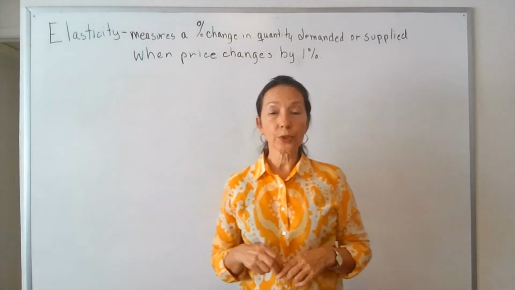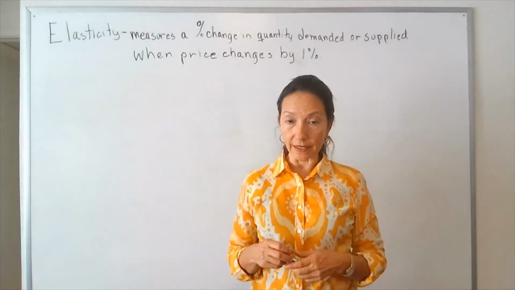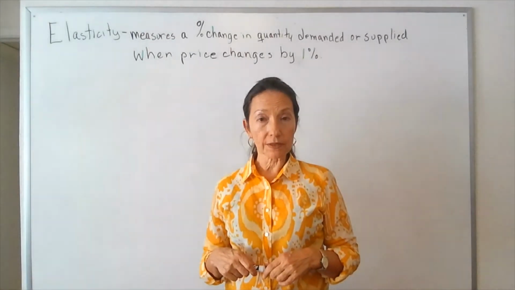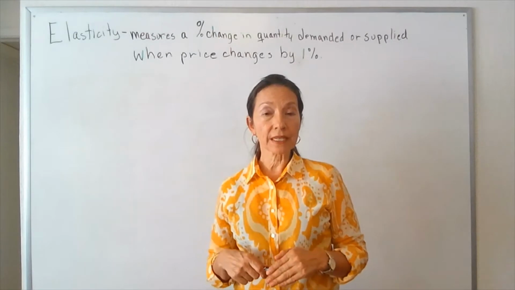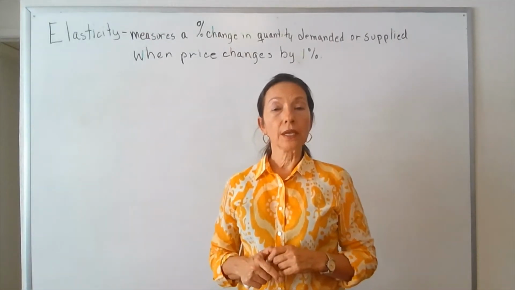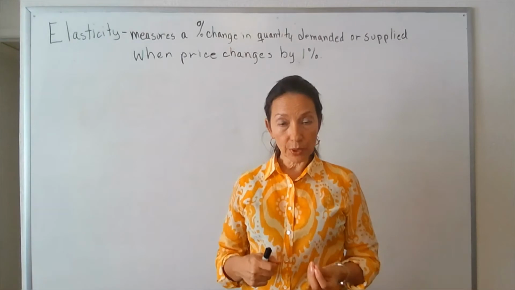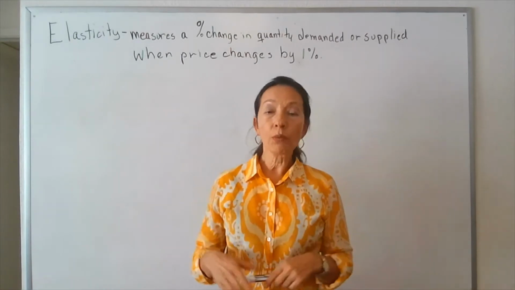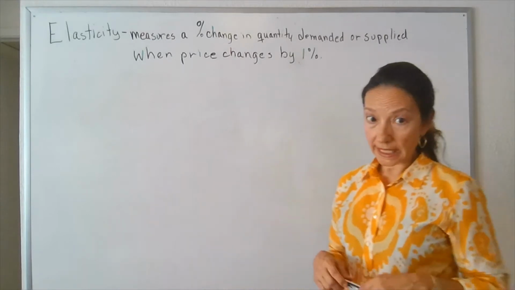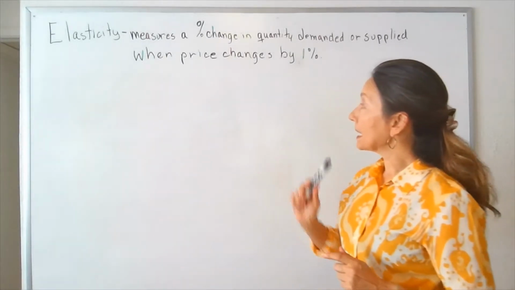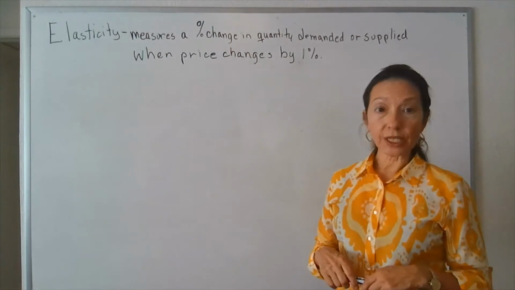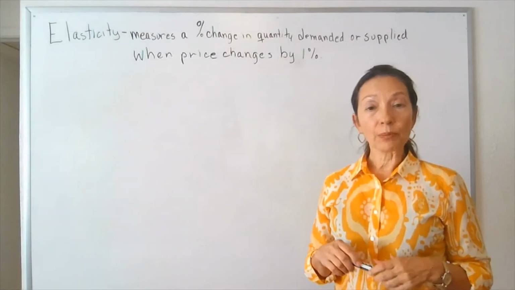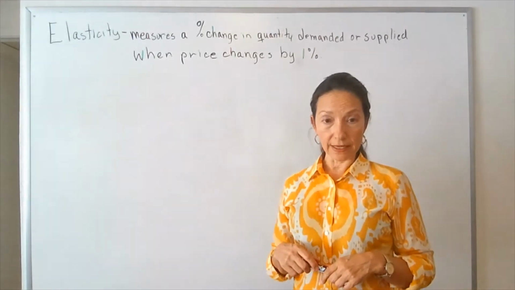Okay, let's start first with a primer on elasticity. Elasticity is a measurement of responsiveness in quantity demanded or quantity supplied based on a change in price, and this is measured in percentage terms. So more formally, the definition of elasticity is elasticity measures a percentage change in the quantity demanded or the quantity supplied when price changes by 1%.